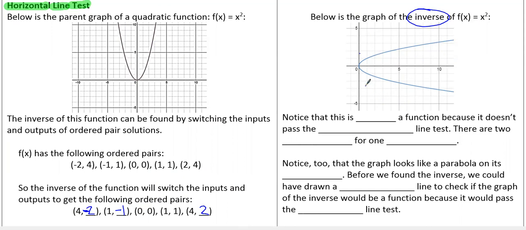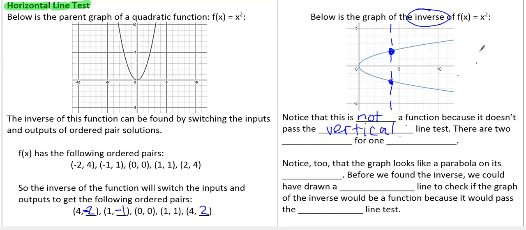Okay, now, is this a function? While I was putting those points on here, hopefully you saw, no. If I had a vertical line passing through this graph, how many points would it hit? It would hit 2, for a lot of the domain. That means at an input of 4, I have 2 outputs. Notice that this is not a function because it doesn't pass the vertical line test.